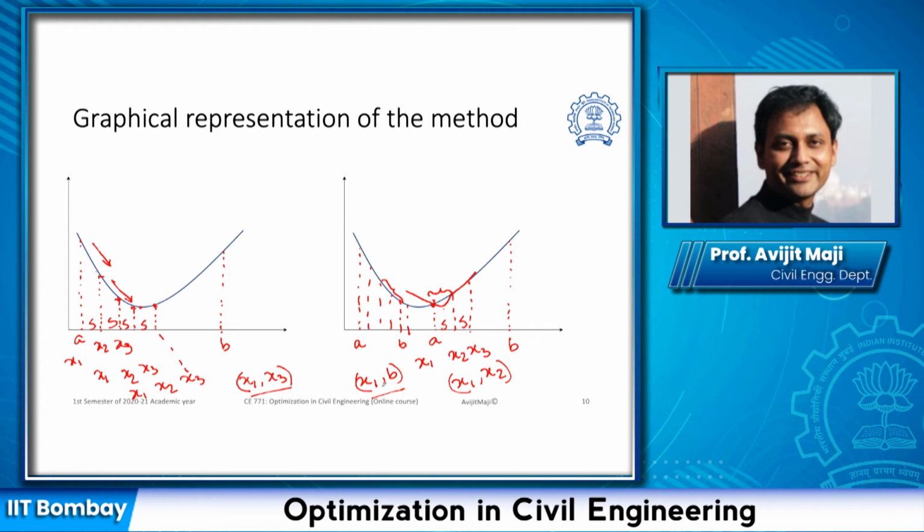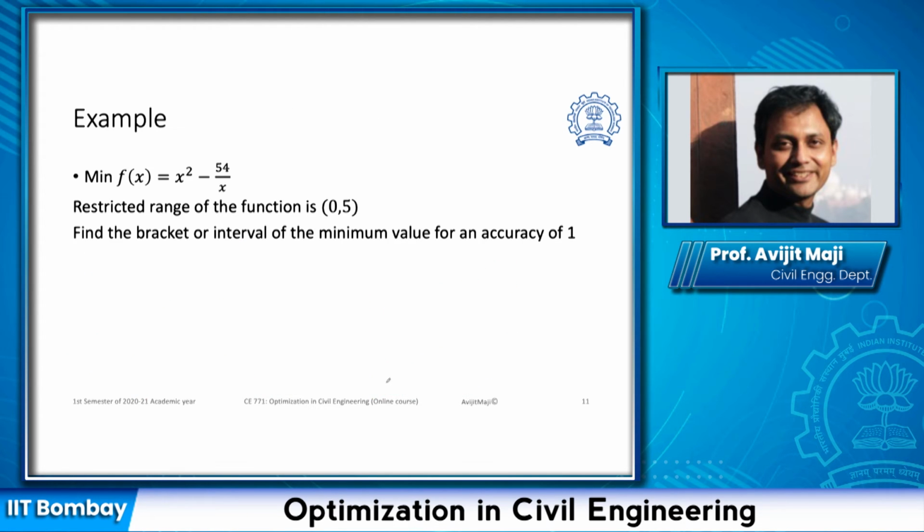Now we'll look into an example which will help you to understand this method even better. In this case we are required to minimize this particular function, which is x square minus 54 by x, and we have the restricted range of the function between 0 and 5. So once we know this, we need to see what is the accuracy we want. We want the accuracy of 1, which means the bracket which we are going to develop should be within 1, should not be more than 1. So let's look into the solution.